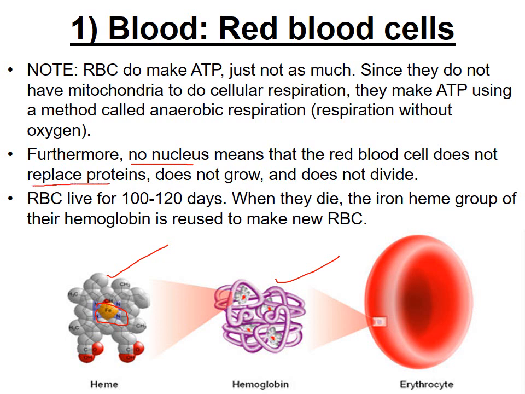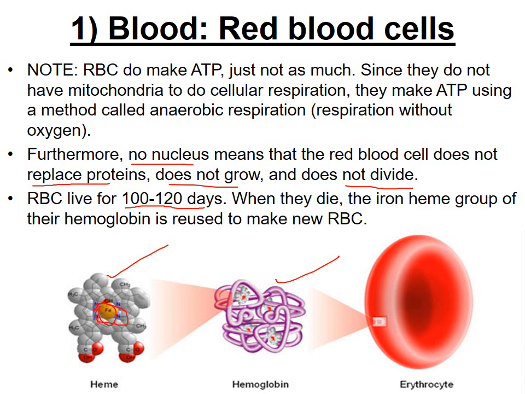Red blood cells don't grow anymore. They don't divide because they don't have that DNA to really tell them what to do. So they don't live for very long. They only live for about 100 to 120 days. And when they die, you can reuse their parts, like the iron, for example, to make new red blood cells from the stem cells.